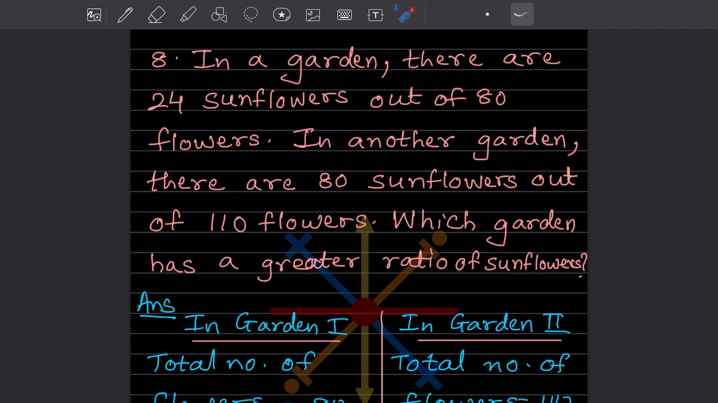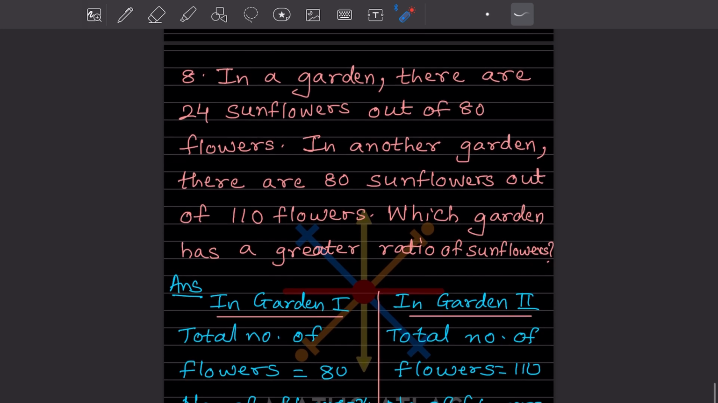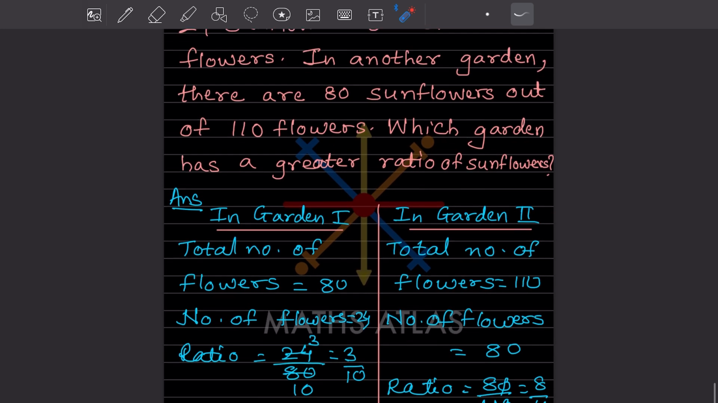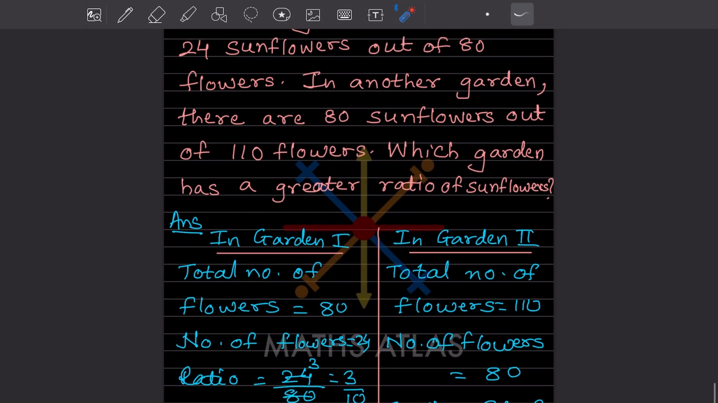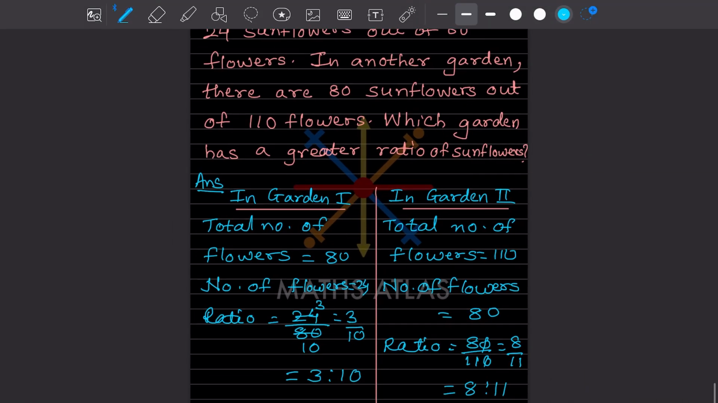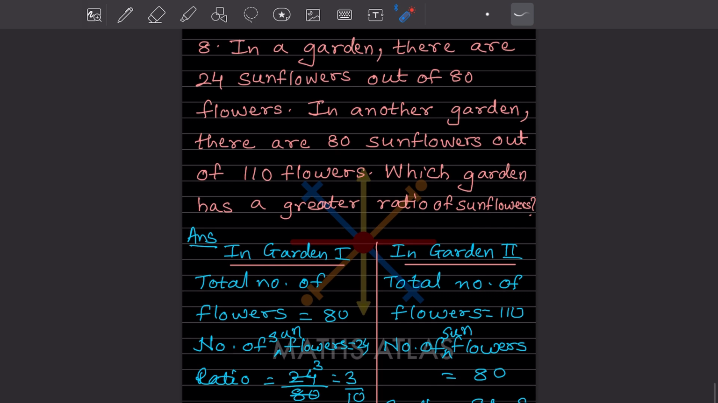So now let us see what I've done here. I have divided it like I have put here garden 1 and garden 2. So total number in garden 1 is what? 80. So I wrote total number of flowers is 80. And number of flowers, how many are there? Instead of just writing number of flowers, we can write here number of sunflowers, because they have mentioned it. Same over here. That will be better. Now, the total number of flowers is 80. Number of sunflowers out of that is 24.